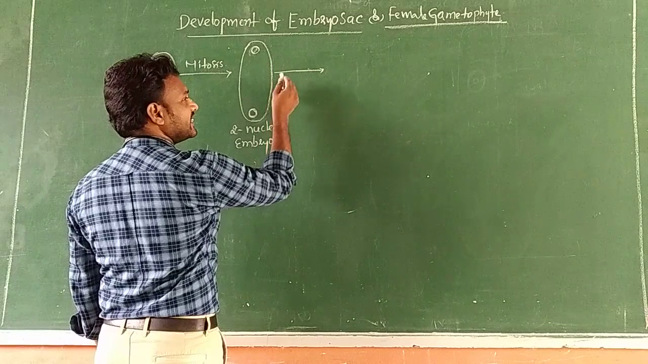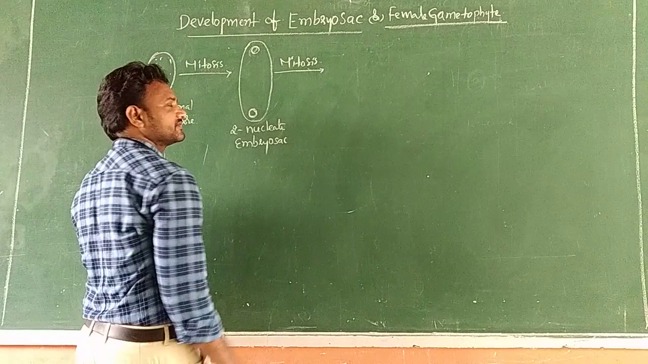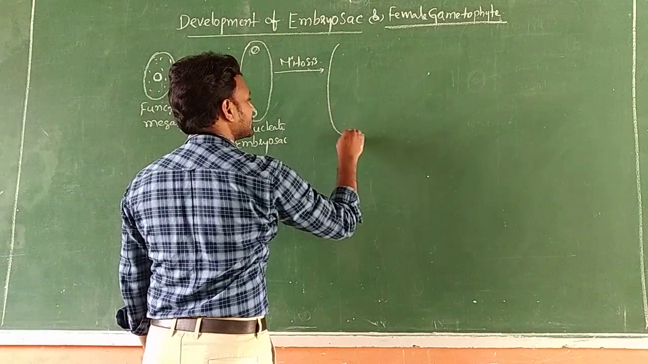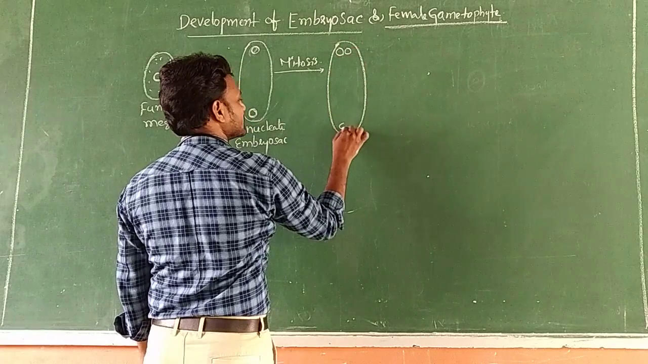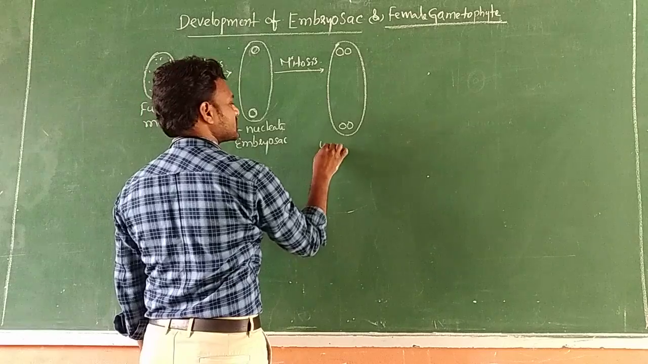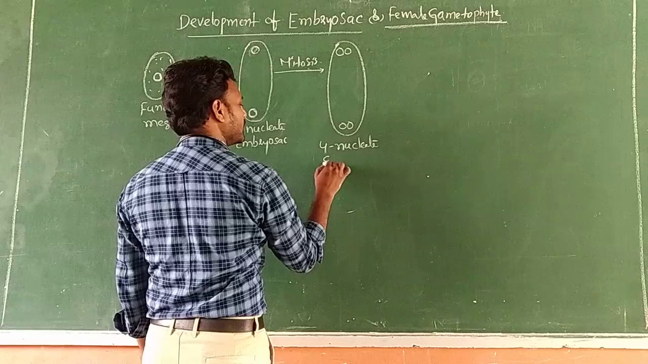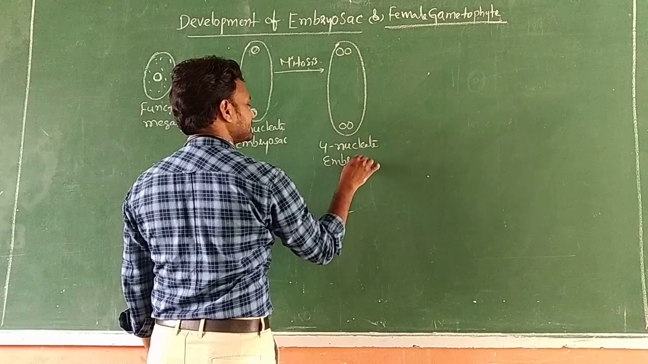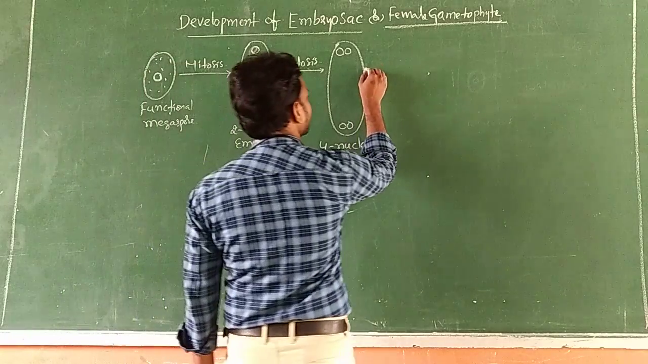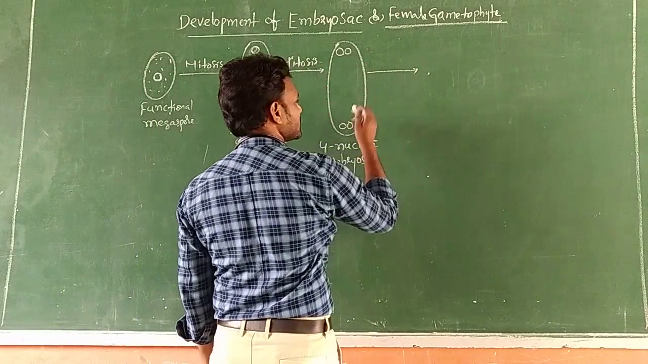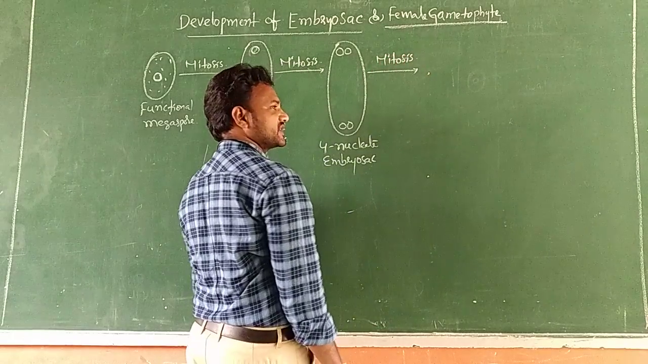These two nuclei again undergo mitosis. Formation of, you observe, two nuclei here and two nuclei here. Total, this is a four nucleate embryo sac.